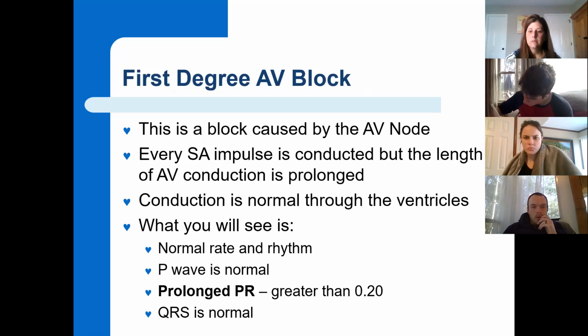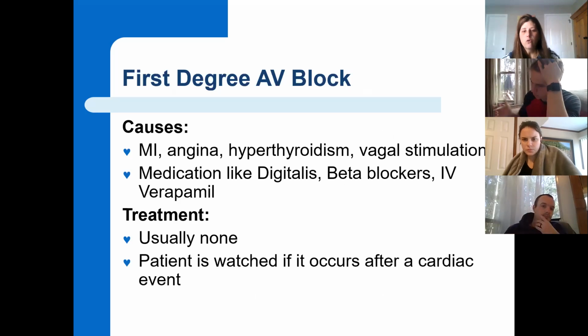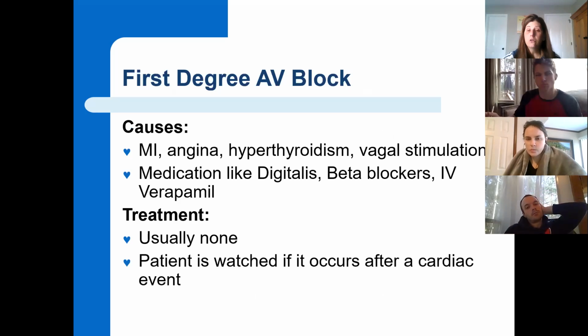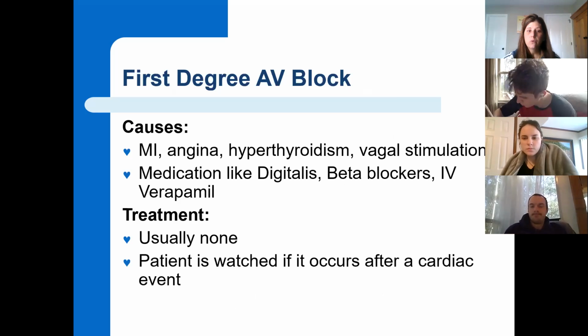Okay? Again, think about what the definition is. The definition of first degree is the PR is greater than 0.20 and my QRS is normal. We're going to look at an example again. Here are your causes and your treatments. This patient normally, you're not going to have to intervene. You're going to continue to monitor them. And that's important because it could be a precursor to a more serious event, okay? So continue to monitor them. Typically, you don't have to do any kind of treatment, okay?